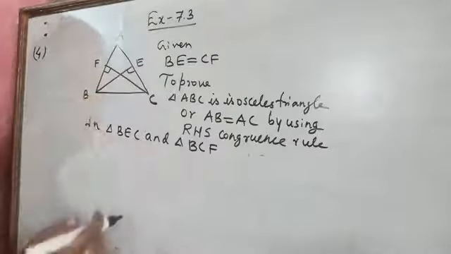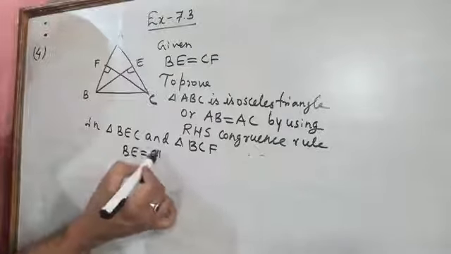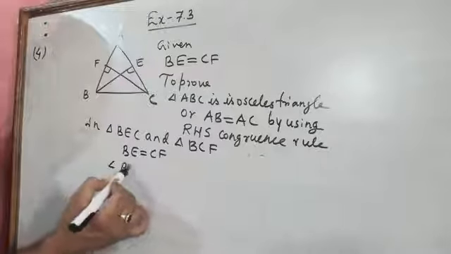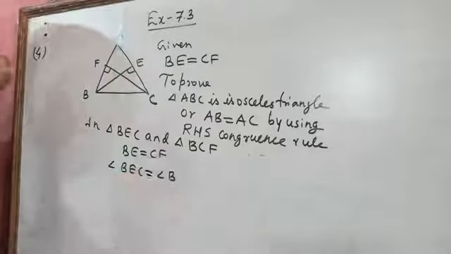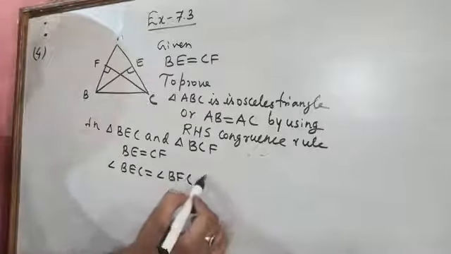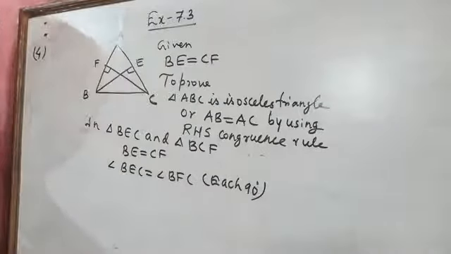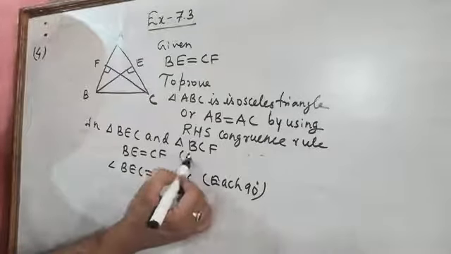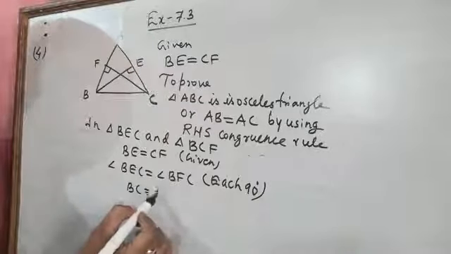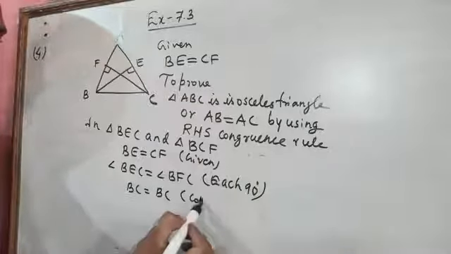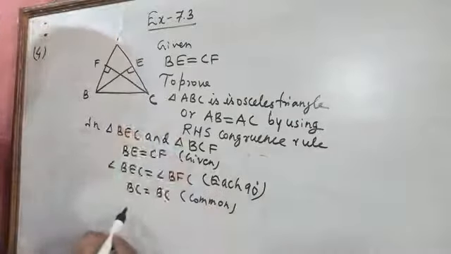BEC, BCF. Now, in these triangles BE is equal to CF, it is given in the question. Angle BEC and angle BFC are each 90 degrees, and this is given. And BC is common to both the triangles. Here also BC, and there also BC is common.